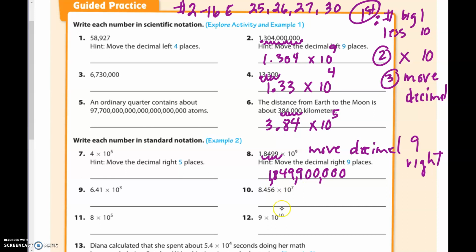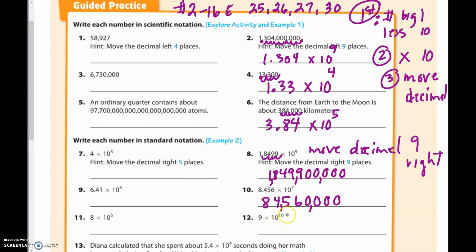Number 10, I need to move it 7 places. Just writing the 8, I haven't moved my decimal at all, but I move it around the 4, that's 1, around the 5, that's 2, around the 6, that's 3, 4, 5, 6, 7. Then put my commas in to finish off.